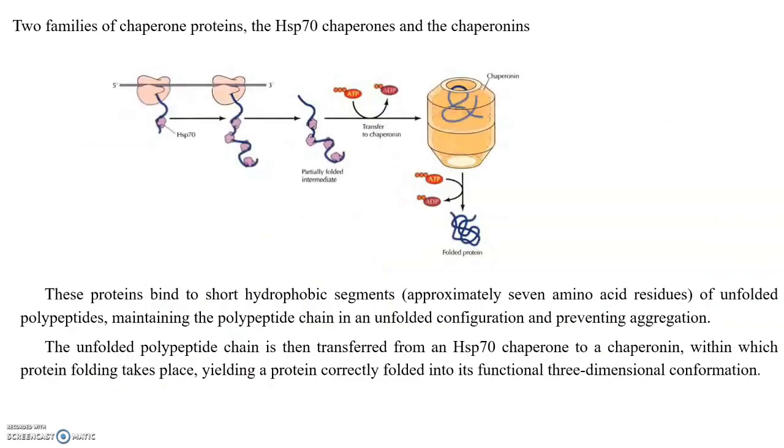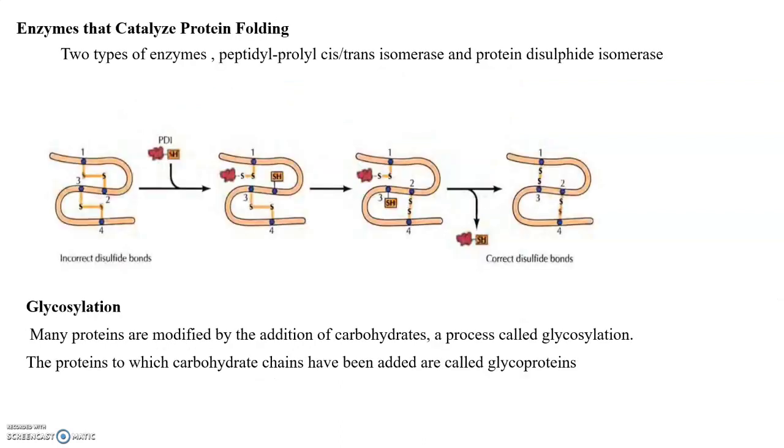There are basically two types of chaperone proteins, that is HSP70 chaperones and chaperonins. These proteins bind to the short hydrophobic segments of unfolded polypeptides, maintaining the polypeptide chain in an unfolded configuration, and it also prevents aggregation. The unfolded polypeptide chain is then transferred from an HSP70 chaperone to a chaperonin, within which protein folding takes place, yielding a protein correctly folded into its functional 3D conformation.